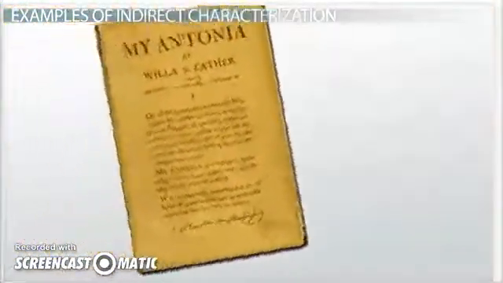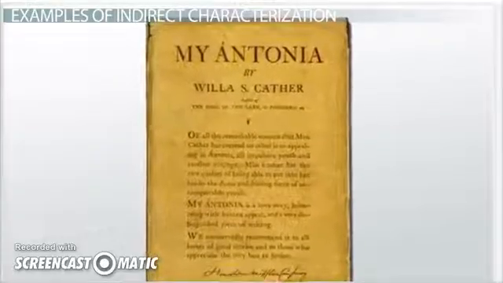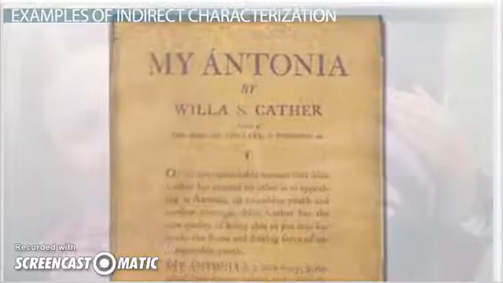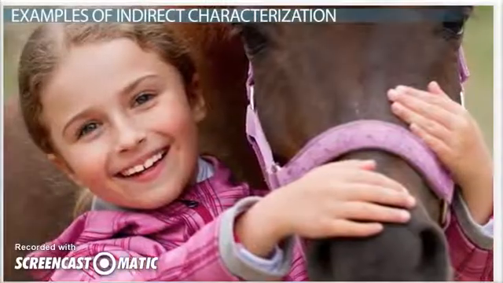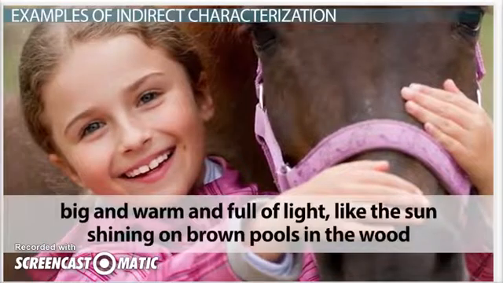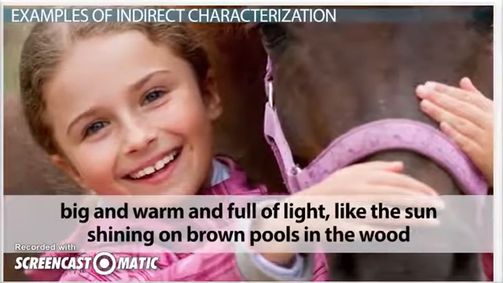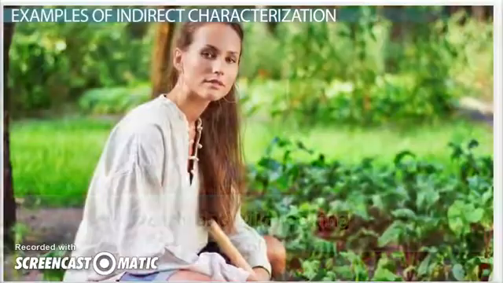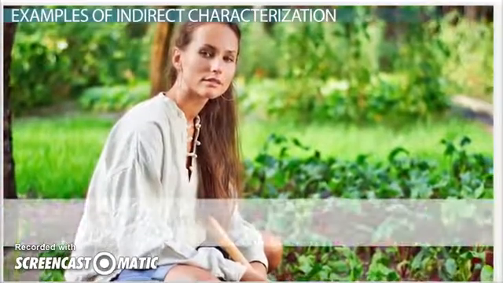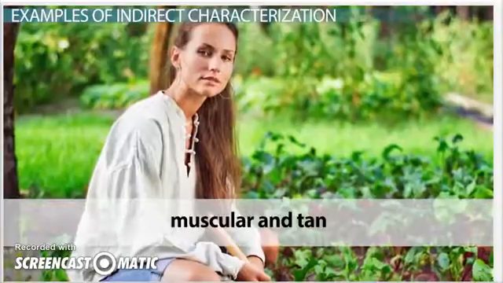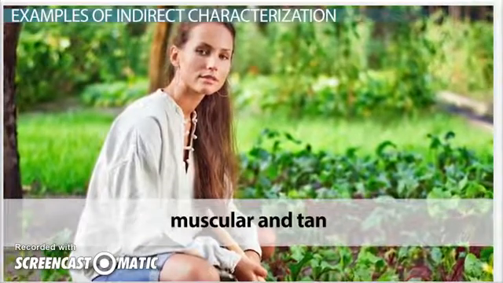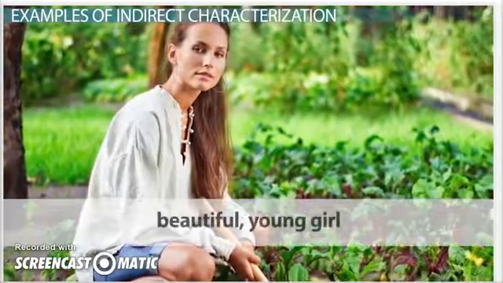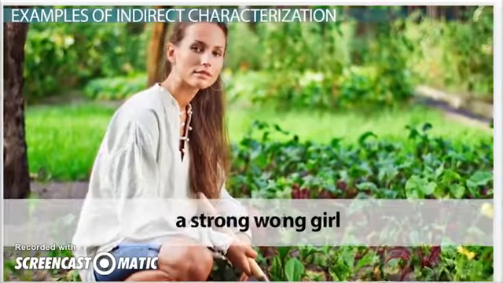In Willa Cather's novel, My Antonia, the method of using looks plays a key part when it comes to Cather's use of indirect characterization. Antonia's appearance is described in detail. She is said to have eyes that are big and warm and full of light, like the sun shining on brown pools in the wood, and her hair is curly and wild-looking. When she grows up and starts working in the fields, she's described as muscular and tan. Therefore, her image connects to her situation in life and shows how her appearance reflects her actions. She goes from being a beautiful young girl living on the Great Plains to a strong woman who has been toughened up by life.